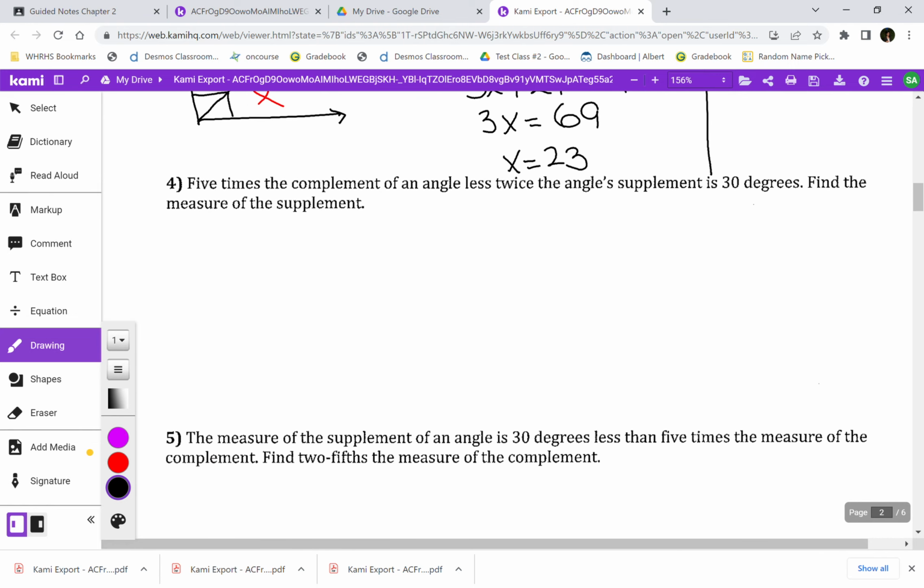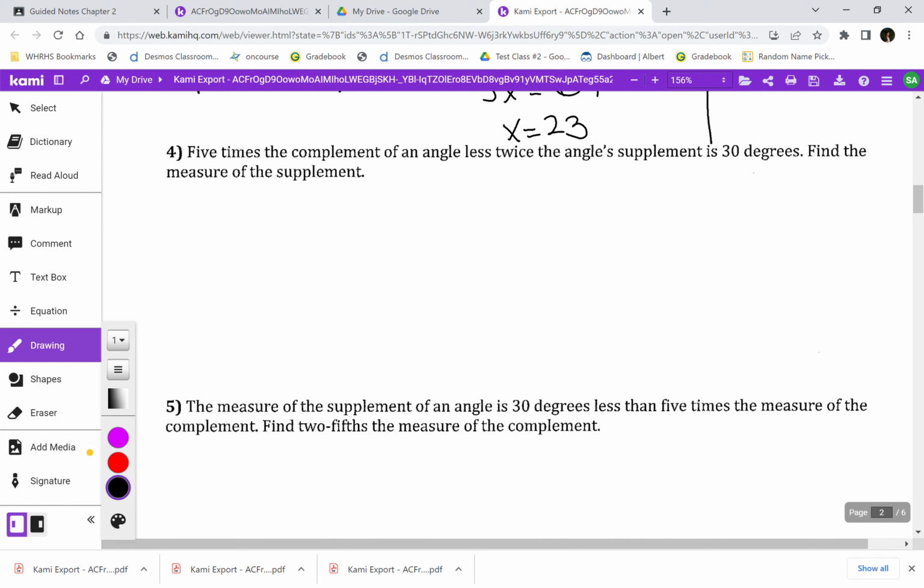All right, number 4, again, you read the problem. You draw a straight angle, a right angle, or write the let statement based on what you think we're going to use to solve this problem.